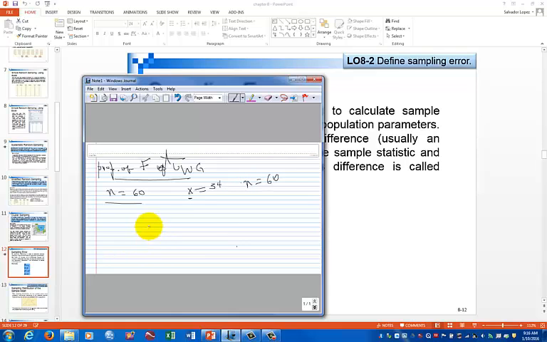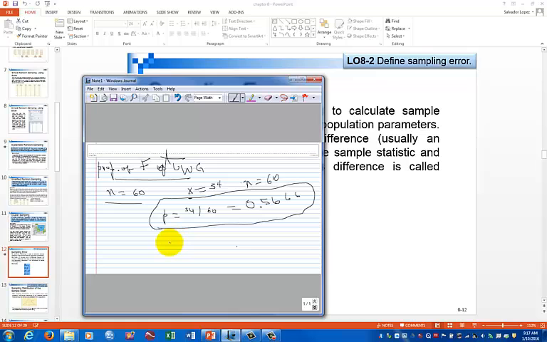So what is your proportion? Your proportion is 34 over 60. Remember, P is the proportion of the sample. Now 34 divided by 60 equals 0.5666. So you conclude then that about 56.67% of the students at West Georgia are female.